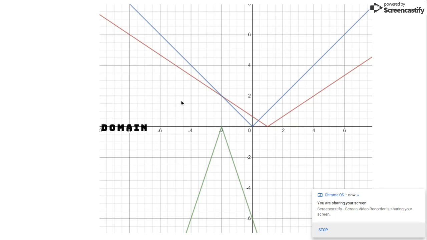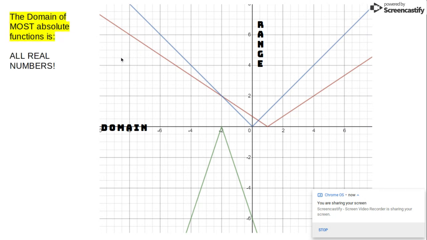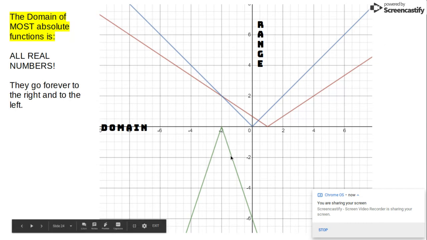And again, let's talk about the domain. Let's talk about how far they go to the left and to the right. Let's talk about the range, which is how far do they go up, how far do they go down, and let's see how we would answer these questions. The domain for these absolute value functions is all real numbers because they go forever to the left and they go forever to the right. Even this -1 down here, it's still going forever to the left and forever to the right.